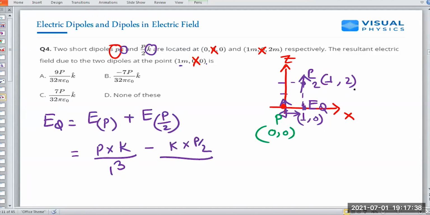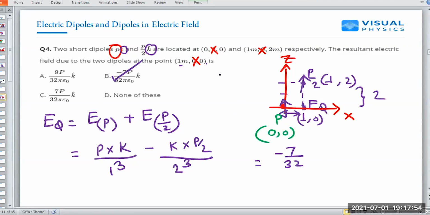Now, what is the distance between these 2 points? 1, 2 and 1, 0. Obviously, I am not taking X. I will take only the Z component. It's 2. 2 ka cube. So on solving, you know what will be my answer. Minus 7 by 32. That is option number B.